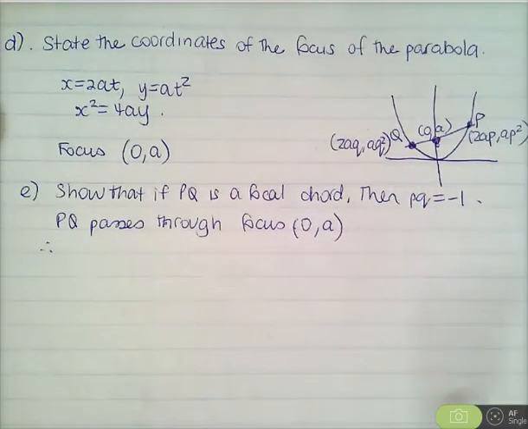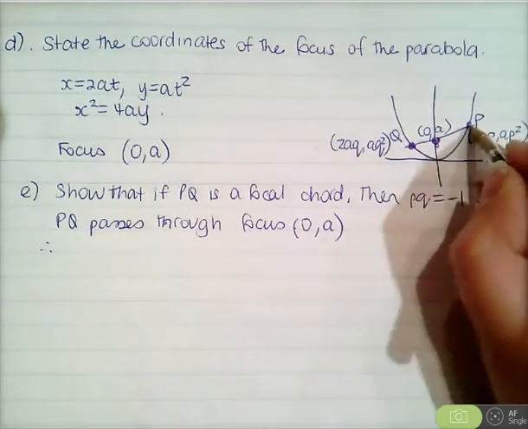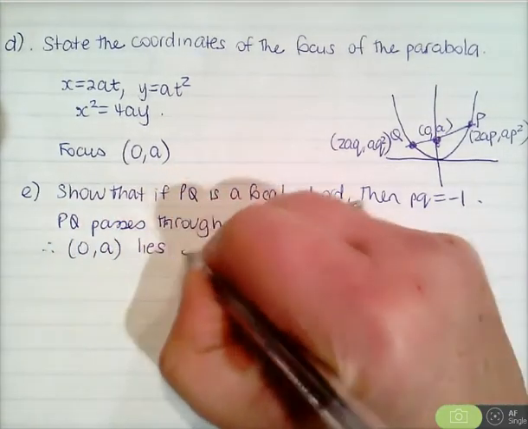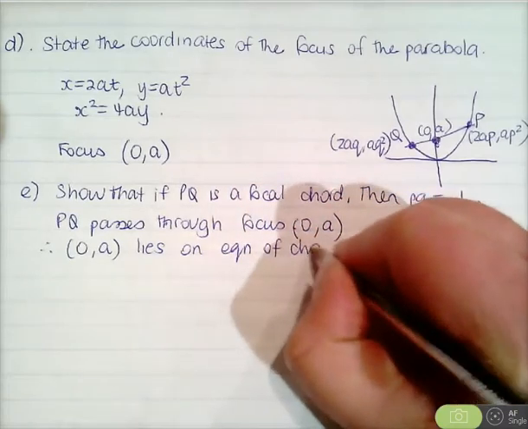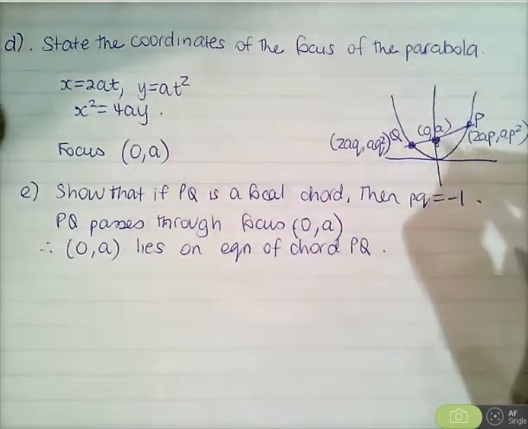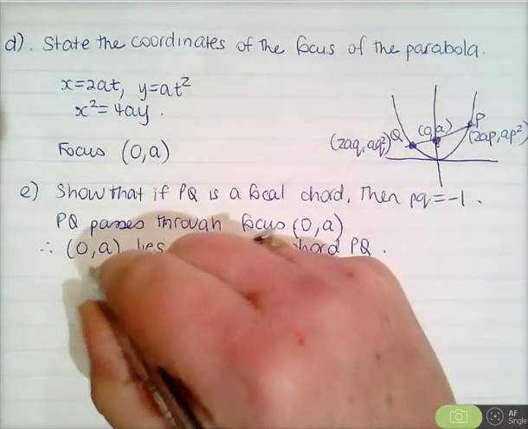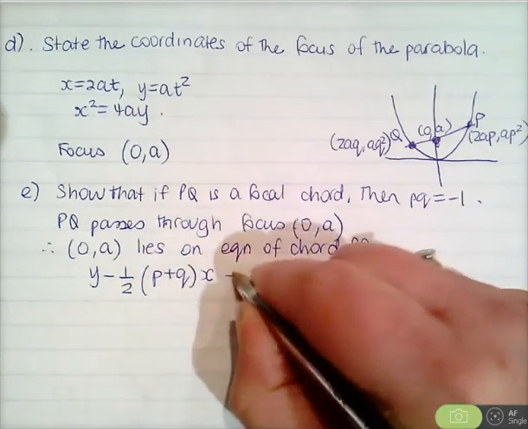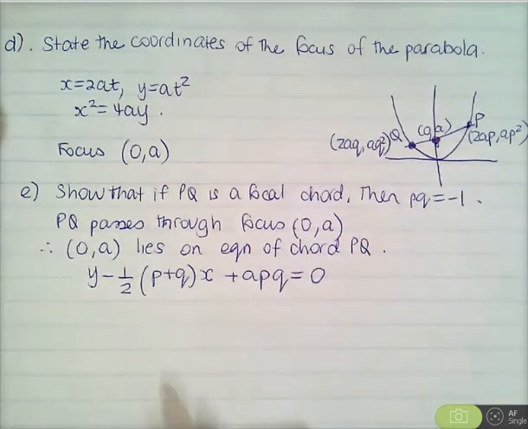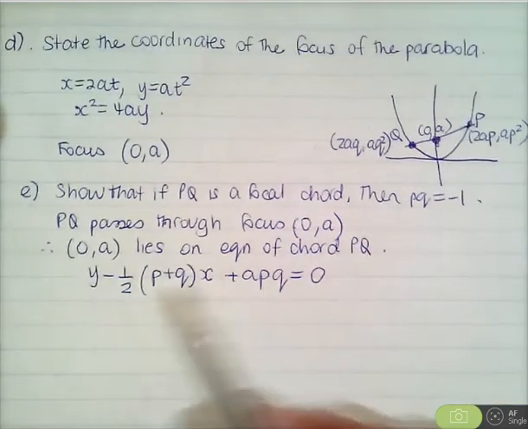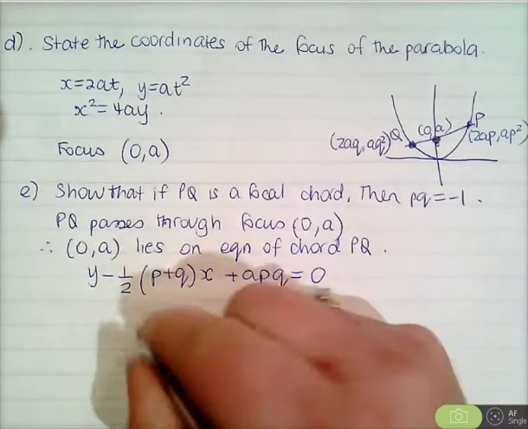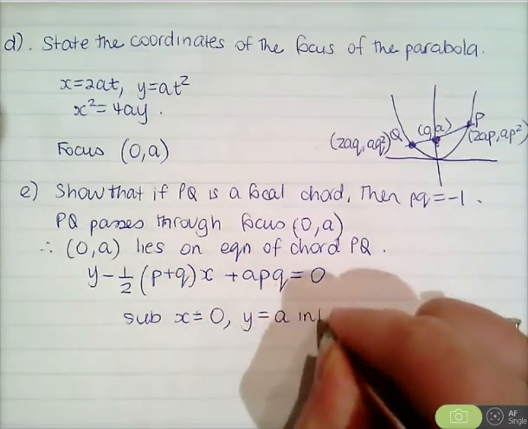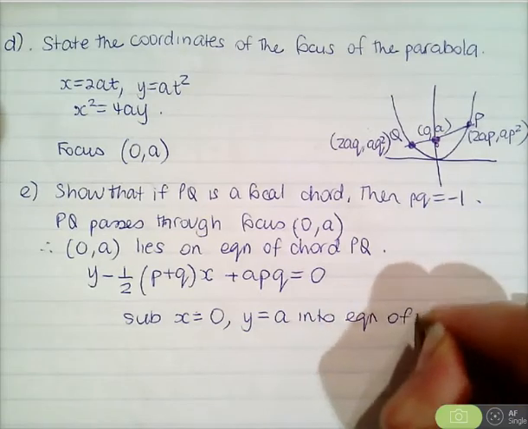Now, if we know that a point lies on a line, so in other words, the focus lies on the equation of the chord PQ, therefore (0, a) lies on the equation of the chord PQ. Now, if you look back in part B, the equation of the chord PQ is y minus a half bracket p plus q, x plus apq equals 0. So therefore, we know that the point (0, a) lies on this equation here. Now, whenever you know that a point lies on the line, you will substitute the point into the line. So we're going to substitute x is 0, y equals a, into the equation of PQ above.